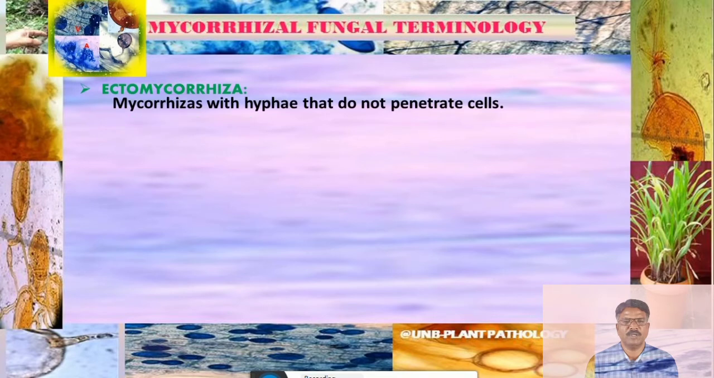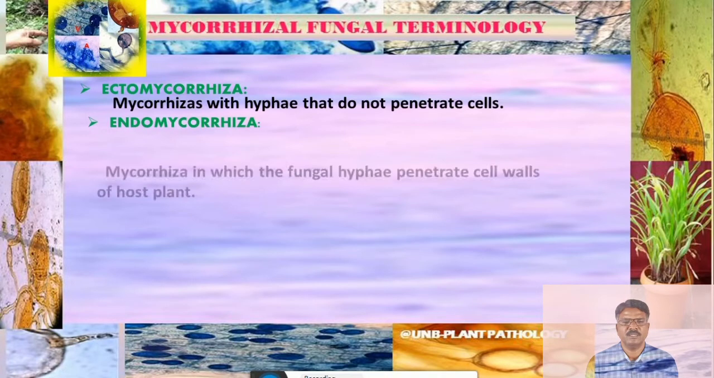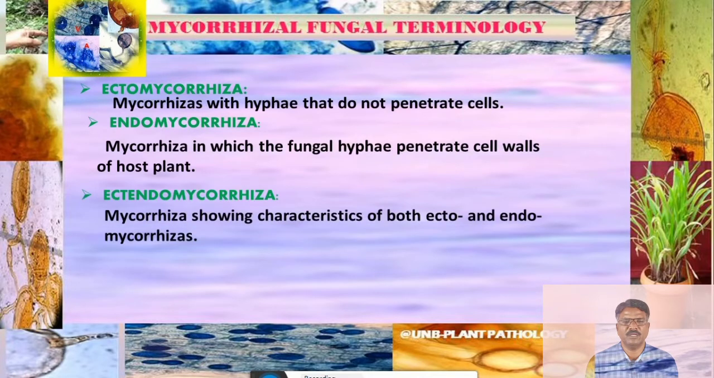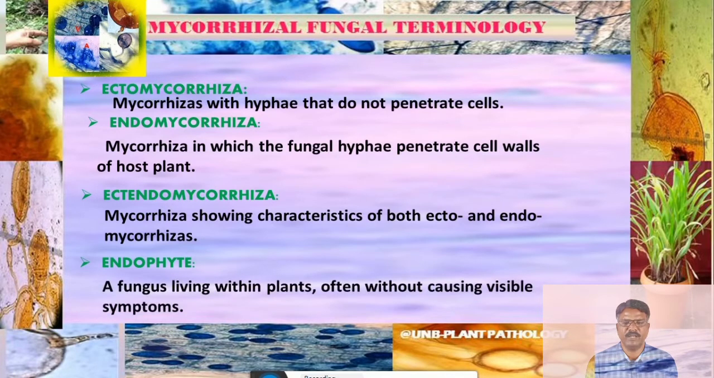Next, Ectomycorrhizal. Ectomycorrhizal is a mycorrhiza with hyphae that do not penetrate the cells. Then Endomycorrhizal, mycorrhiza in which the fungal hyphae penetrate cell walls of host plant. Then Ectendomycorrhiza is nothing but a mycorrhiza showing characteristics of both ecto and endomycorrhiza. This is called ectendomycorrhiza. Then endophytes, that is a fungus living within the plants, often without causing visible symptoms. This phenomenon is called endophytes.